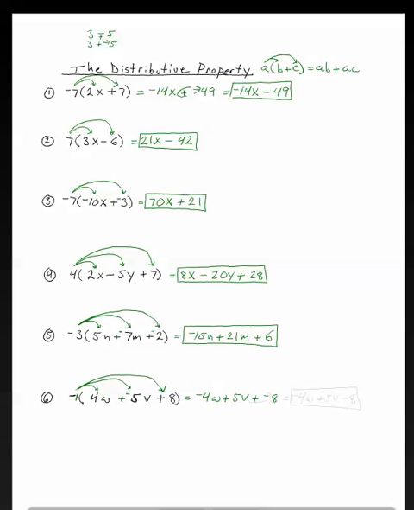And we can see right here we've got plus negative, so plus -8. That plus negative we want to turn back to subtraction. So that's going to give me -4w plus 5v minus 8. And I am done.